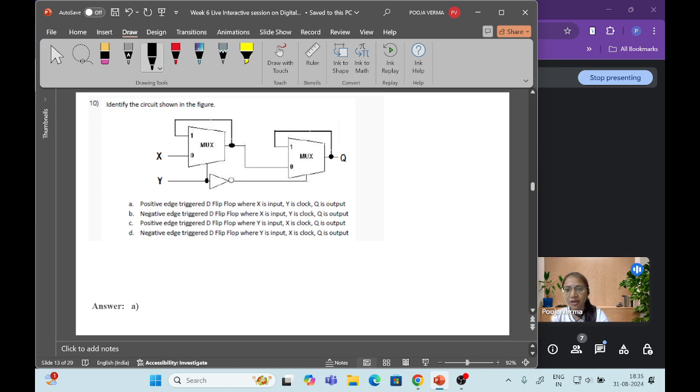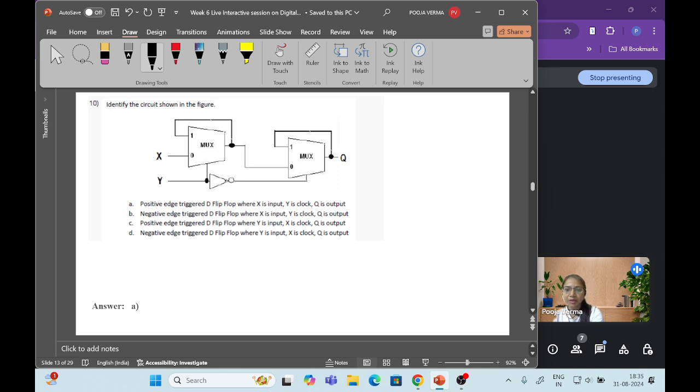So next question is: identify the circuit shown in the figure. Option A positive edge triggered D flip-flop where X is input, Y is clock and Q is output. Option B negative edge triggered D flip-flop where X is input, Y is clock and Q is output. Option C positive edge triggered D flip-flop where Y is input, X is clock and Q is output. And option D negative edge triggered D flip-flop where Y is input, X is clock and Q is output.